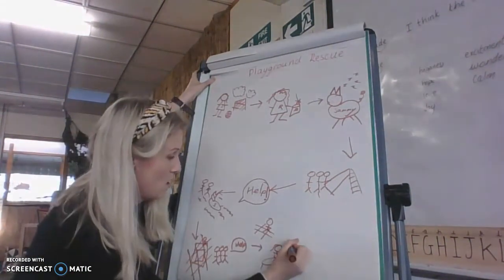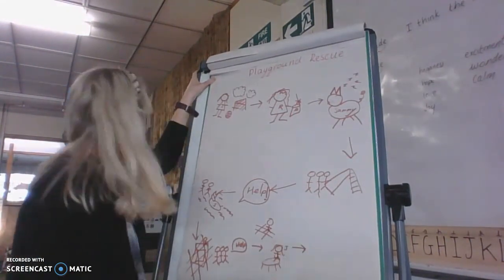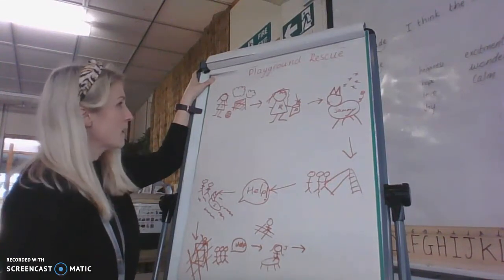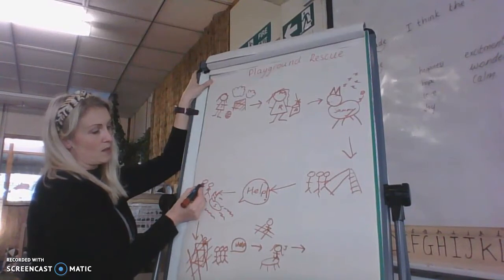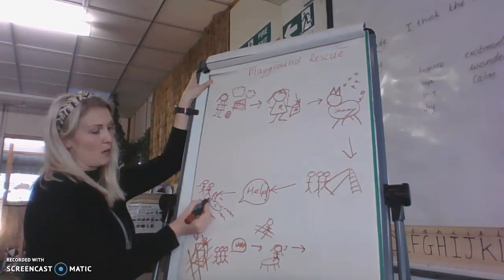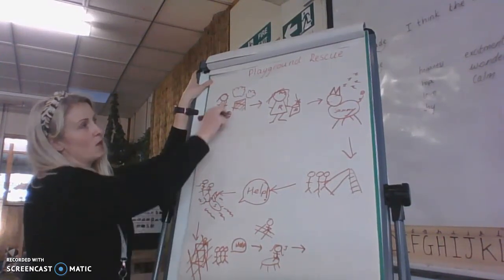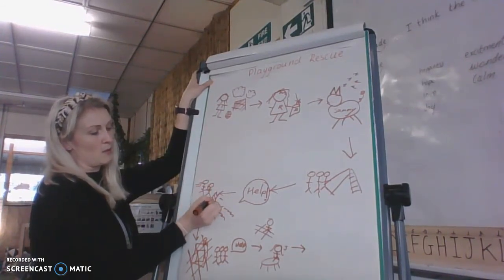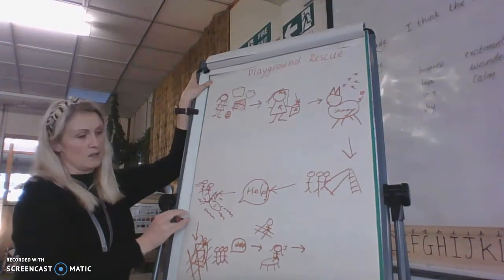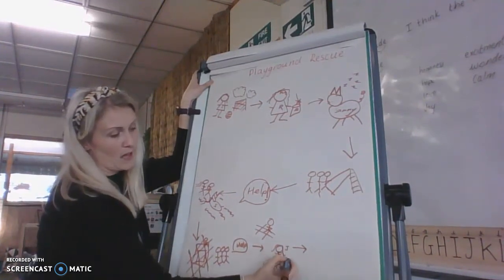So they've saved the child and then they all go back. Maybe we could have them here with capes on because they're superheroes. They've changed from normal people into superheroes, so maybe we could put some capes on them for this part. And yeah, so this part she's got the cape on, hasn't she?